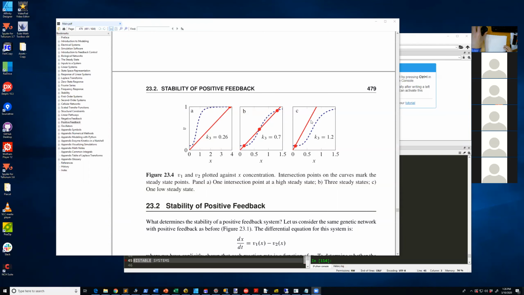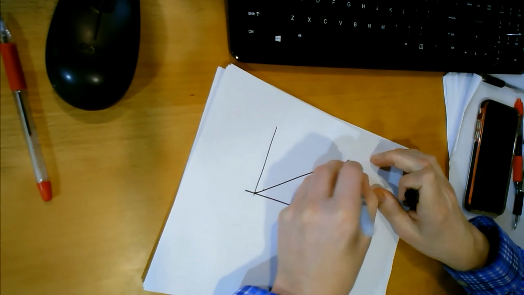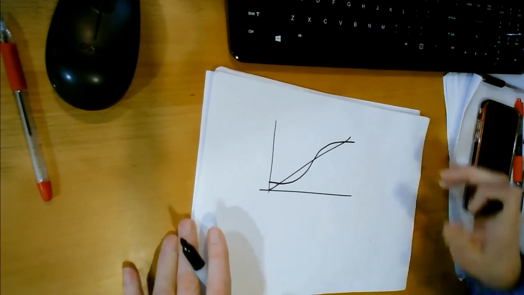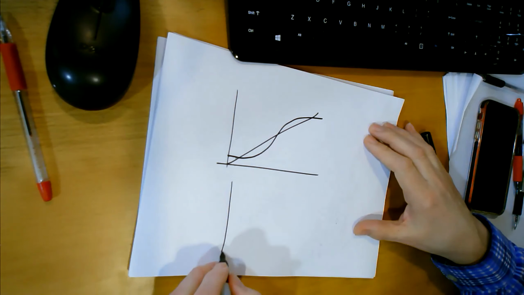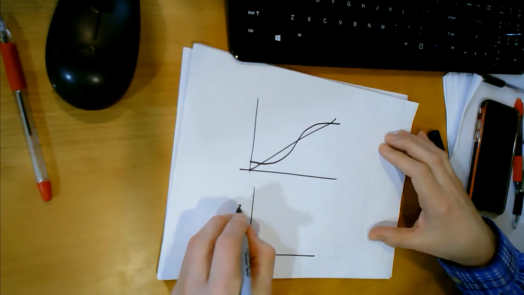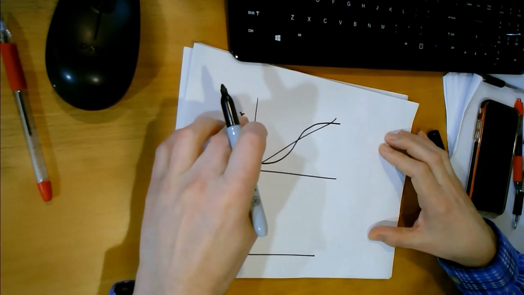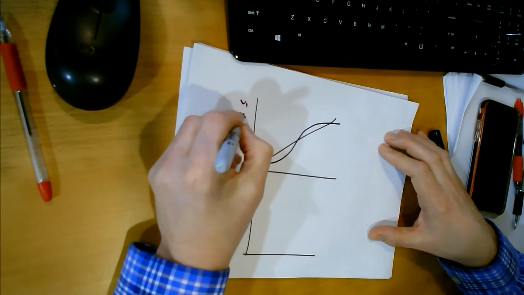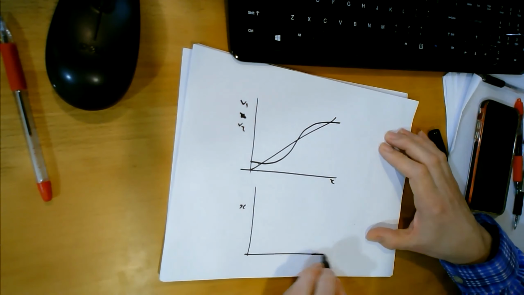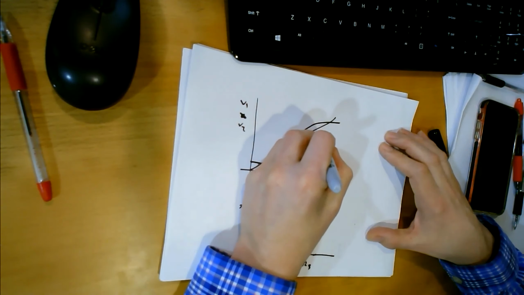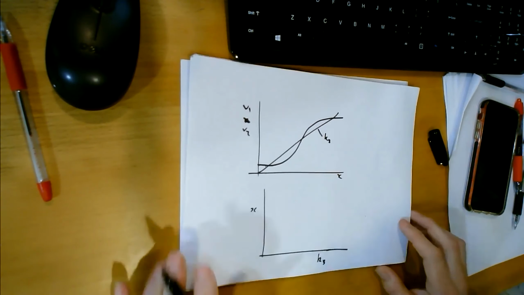So let me show you this then, given what I've just said. I'm going to draw this again. So we've got that line here, we've got this line here. What I'd like to do is a different plot, where on this axis is V1, V2, and on this axis is X. Now I want to plot X, but this time as a function of K3. So the slope here is K3.